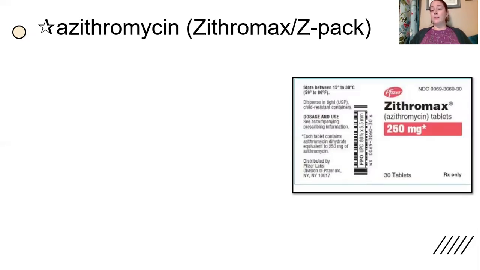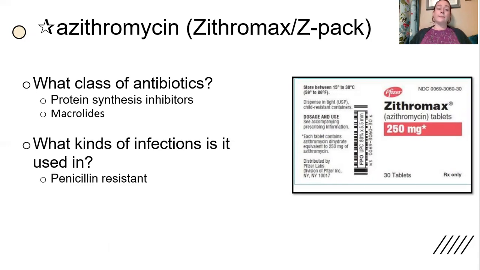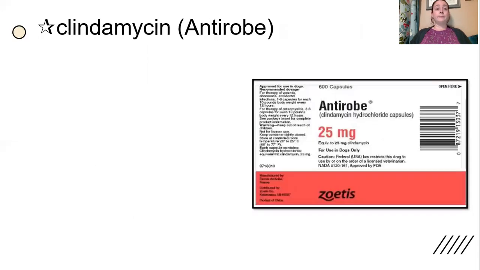Azithromycin or Zithromax or Z-Pak. This belongs to our protein synthesis inhibitors, and of that group, this belongs to our macrolides. This is used in penicillin-resistant infections or animals that have allergies to penicillin, and this is not for use in exotics. Hindgut fermenters, this can cause issues with killing off their normal gut flora.